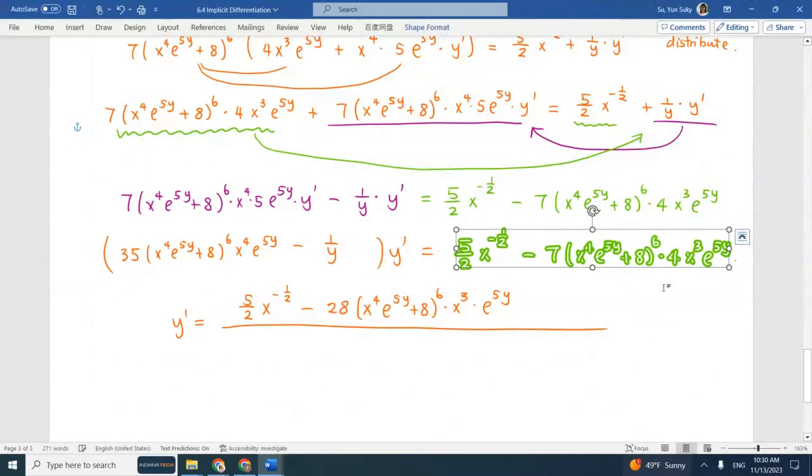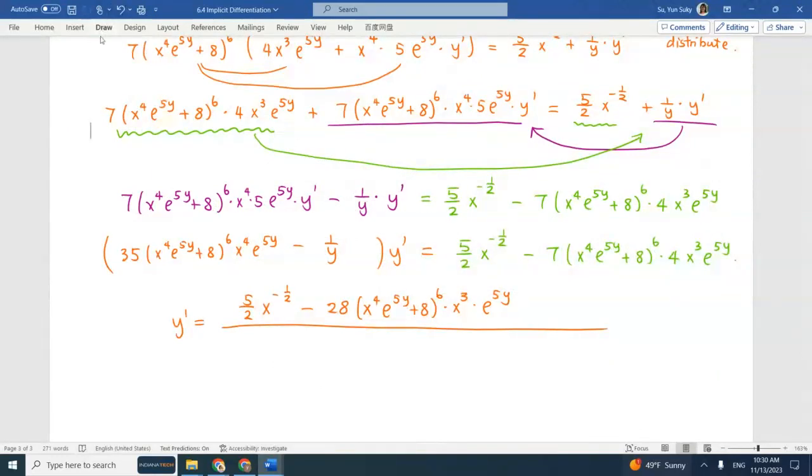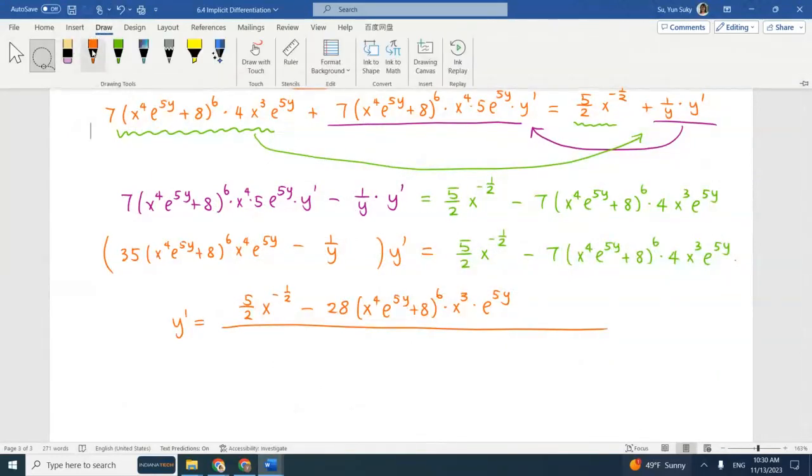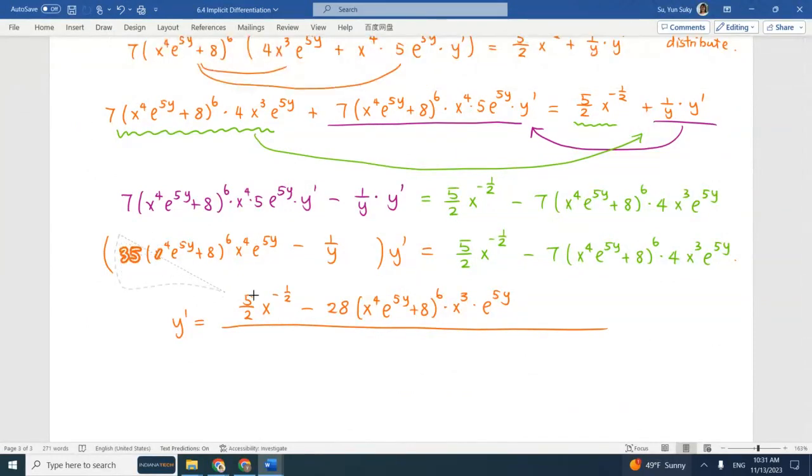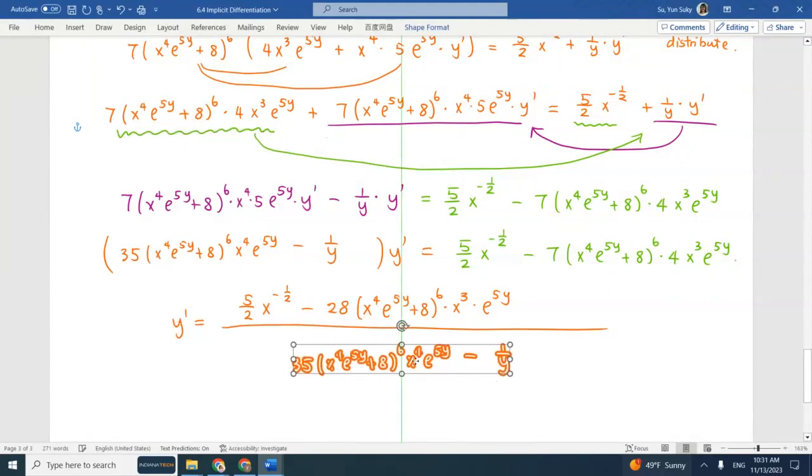Yes, it's the same thing. So we just copy down the same thing. And then your y prime is the right hand side divided by this left hand side factor. Oh, yes. So this is the left hand side factor. Okay, good. So this is the answer. Questions?